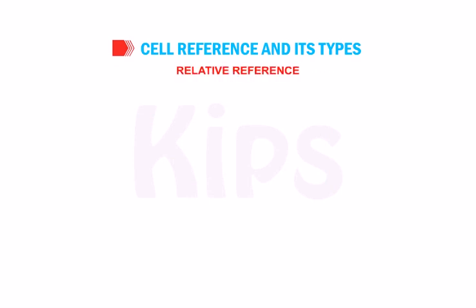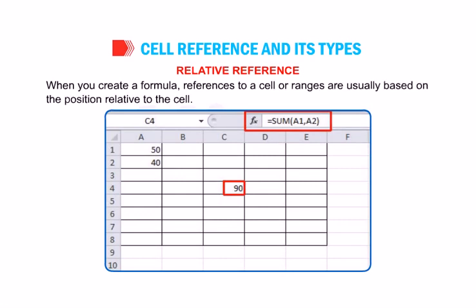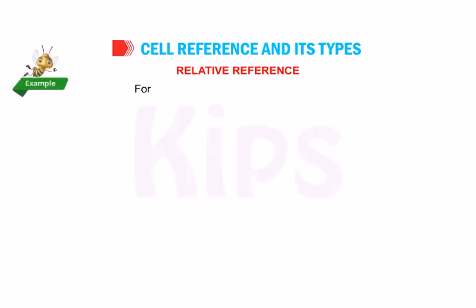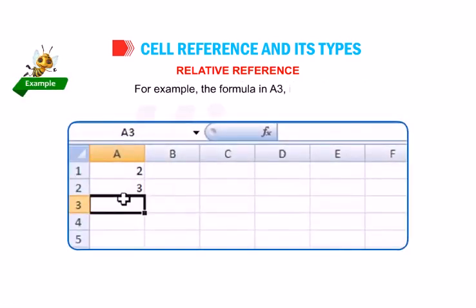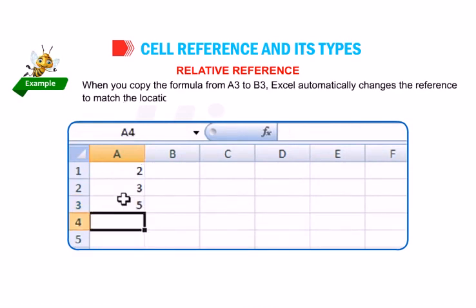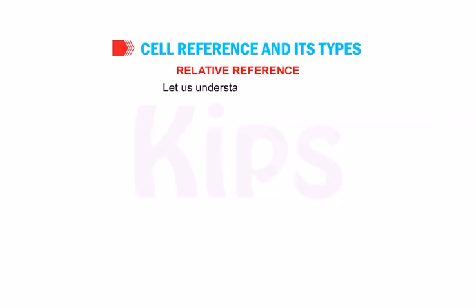The first is relative reference. When you create a formula, references to a cell or ranges are usually based on the position relative to the cell. When you copy or move the formula to other cells, the reference to the cell automatically gets changed. For example, let's say the formula in A3 is =A1+A2. When you copy the formula from A3 to B3, Excel automatically changes the reference to match the location of cells, that is, B1 in place of A1 and B2 in place of A2. Let us understand it practically.